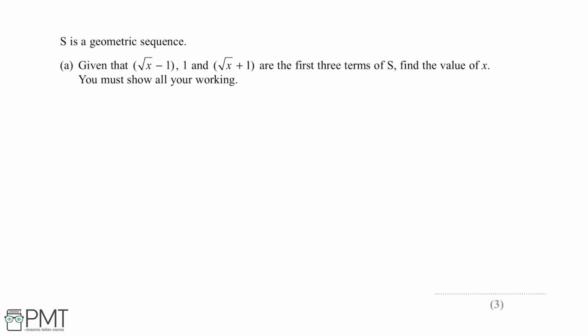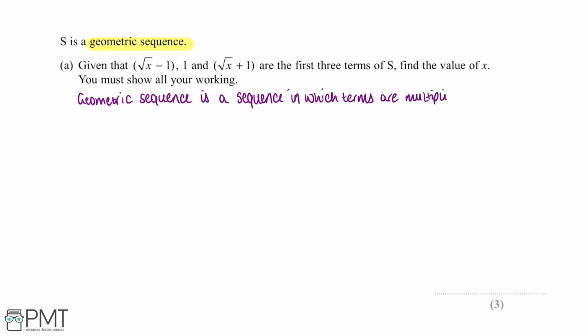So the first thing we need to know for this question is what a geometric sequence is. So a geometric sequence is a sequence in which each term is multiplied by a common ratio to give the next term. So an example of this is the sequence 1, 3, 9 and 27, in which each term is multiplied by 3 to give the next term. So now with this knowledge we can start working out the question.